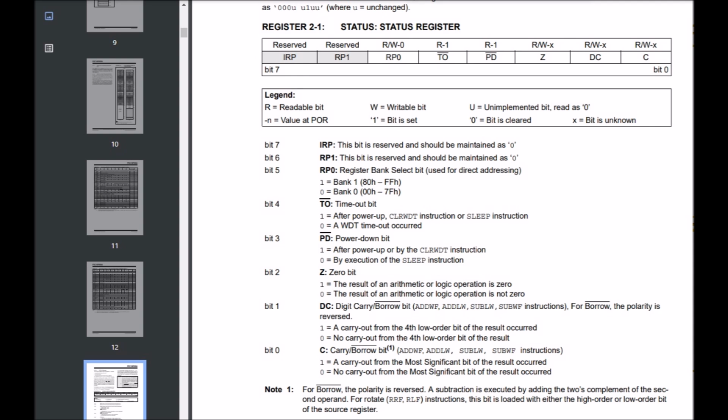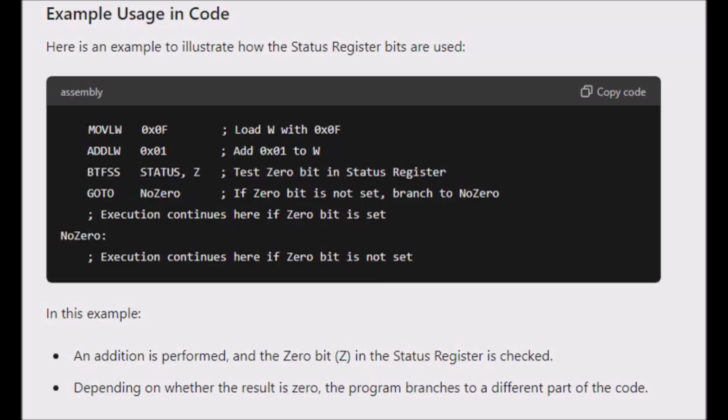Example usage in code. Here is an example to illustrate how the status register bits are used. And I already showed that example in a video. Well, maybe I'll put the video in here.